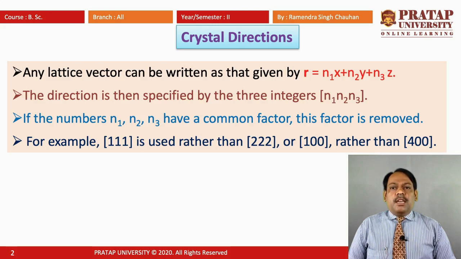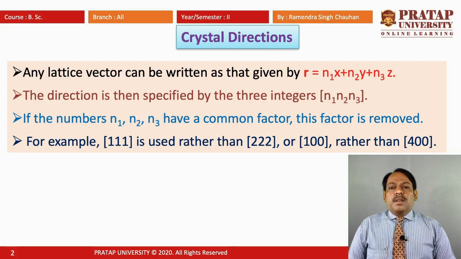So we know any lattice vector can be written as r equal to n1x plus n2y plus n3z, where n1, n2, n3 are three integers and x, y, z are different axes which we are considering for giving transformation. So we can say this r is the transformation vector, or translational vector, or lattice vector.